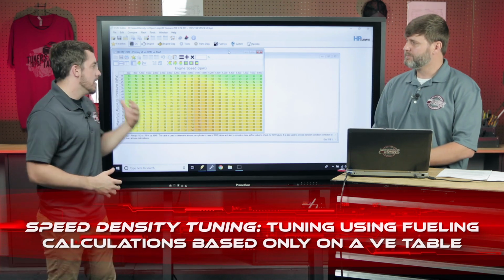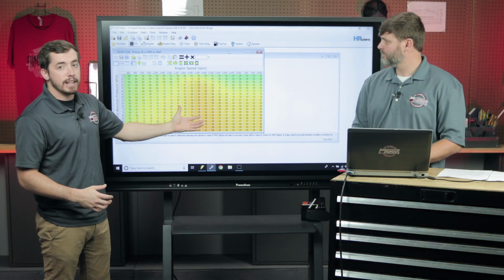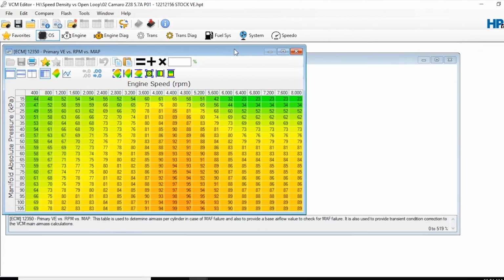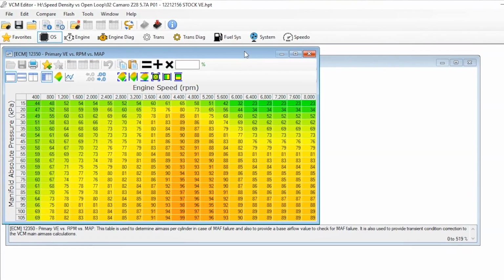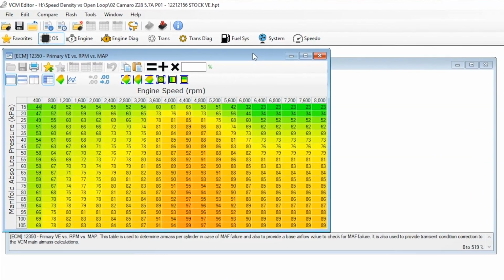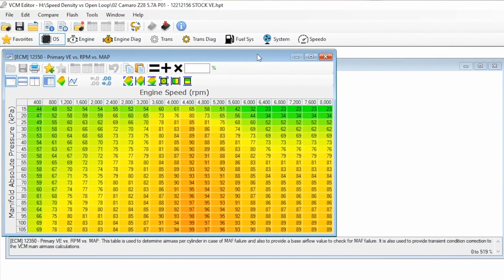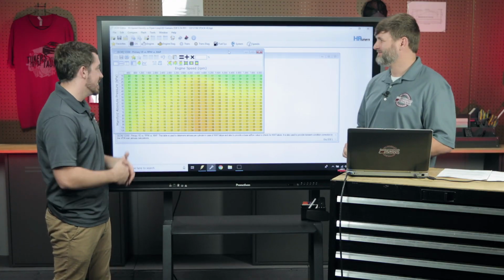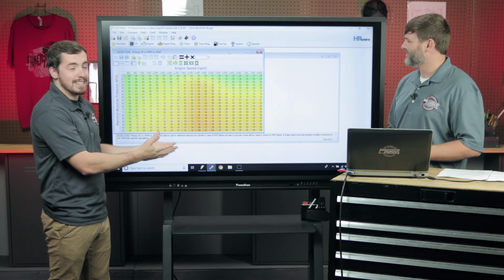Right, exactly. And so this is an example of what a VE table looks like. So this is an older car, it's a 2002 Camaro, and this is a stock VE table. Now, if you're using just this stock VE table in a naturally aspirated setting to do all of the fueling calculation, then that's what we call speed density, right?